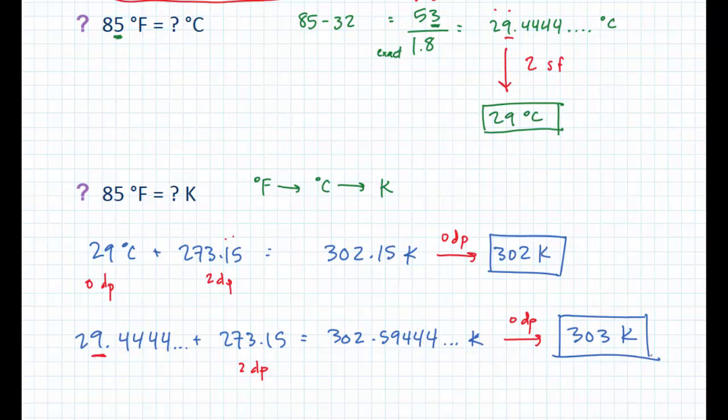Which one is a more correct answer? 303. What little rule did we violate right here? Yeah, you're only allowed to round at the very end. Okay, let's draw some x's here. Don't use a rounded value. There are times when using a rounded intermediate value like that actually changes your final answer, right? And this is one of them.